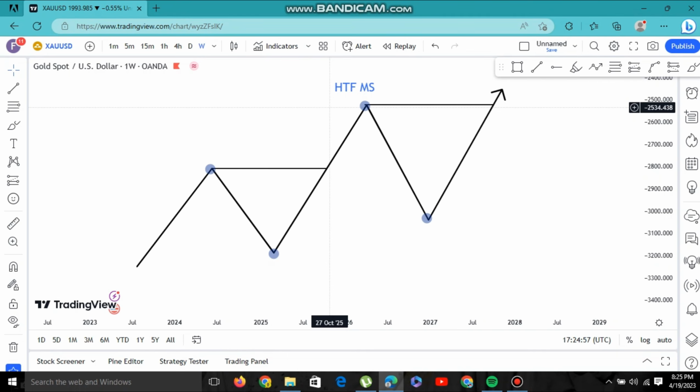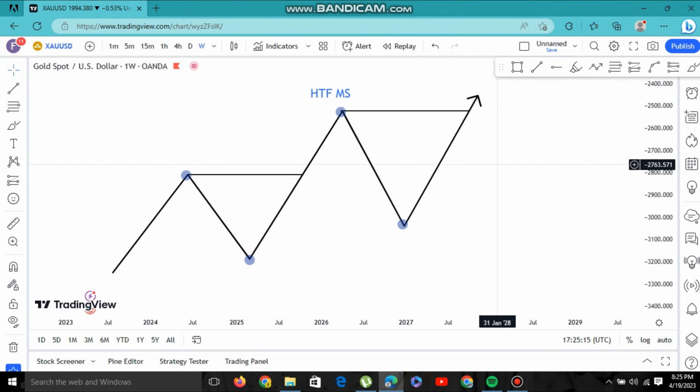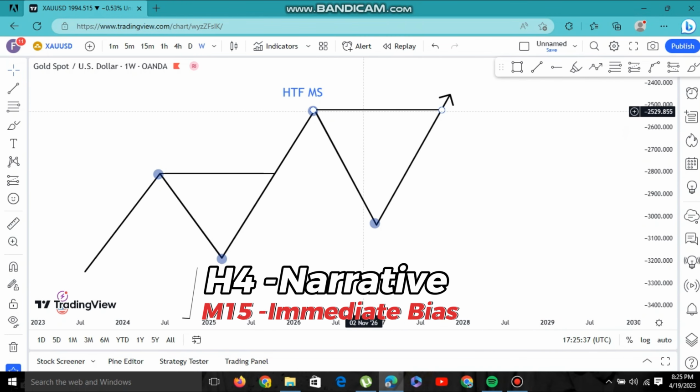So this is our high time frame market structure, and what do we use this for? I always look at my higher time frame market structure just to anticipate where the market is going, then I can use that to my advantage before it does that. So I always use my higher time frame to just get the narrative. I don't trade on H4. I use this for my narrative, just to get the story of what I should expect.